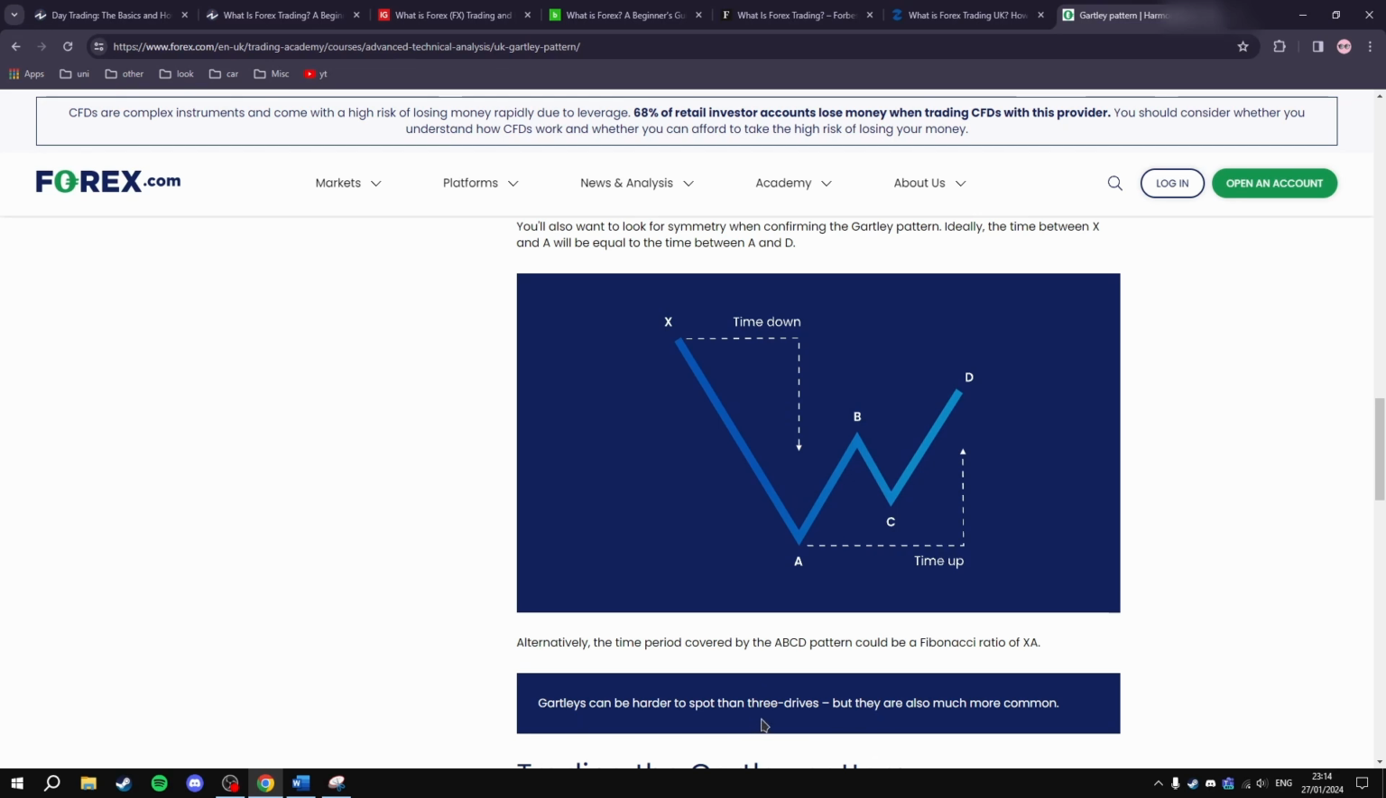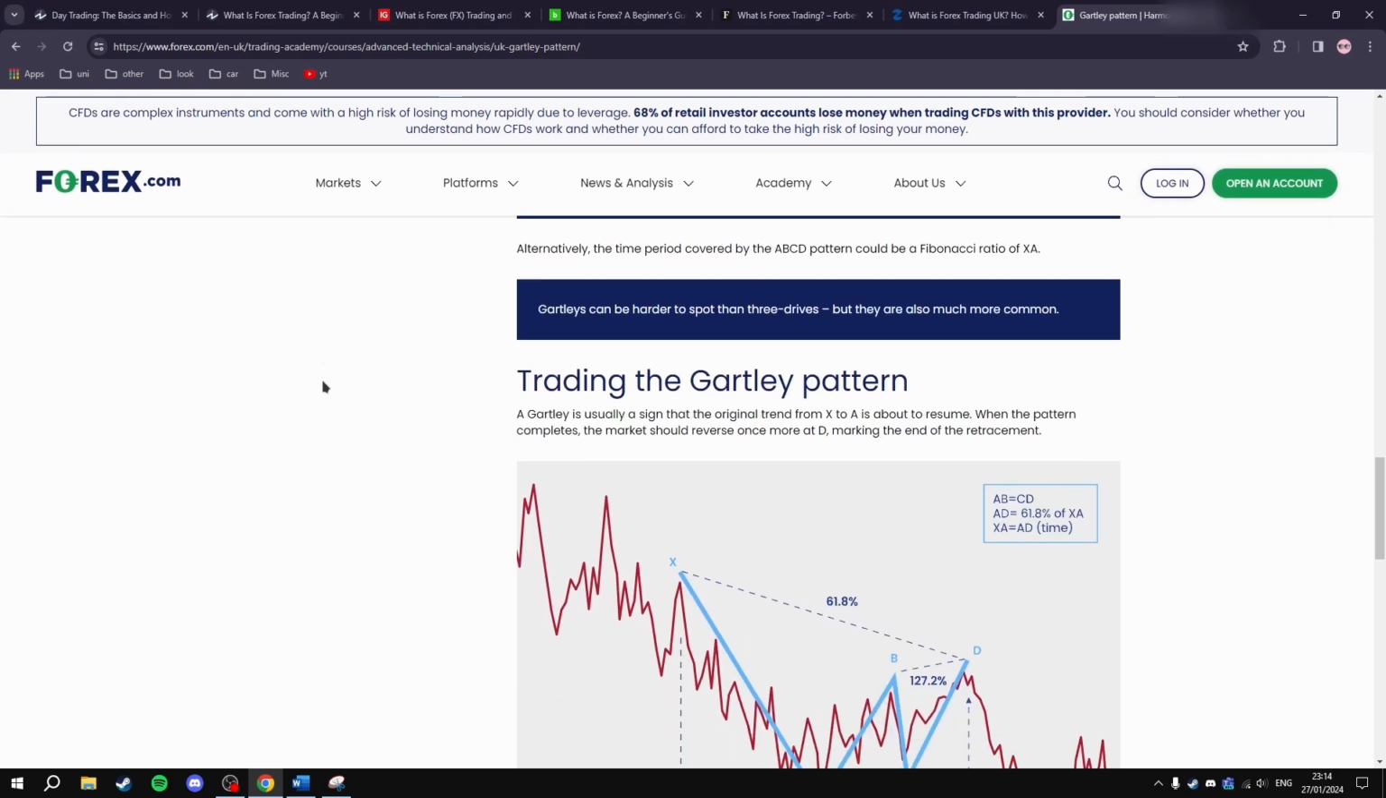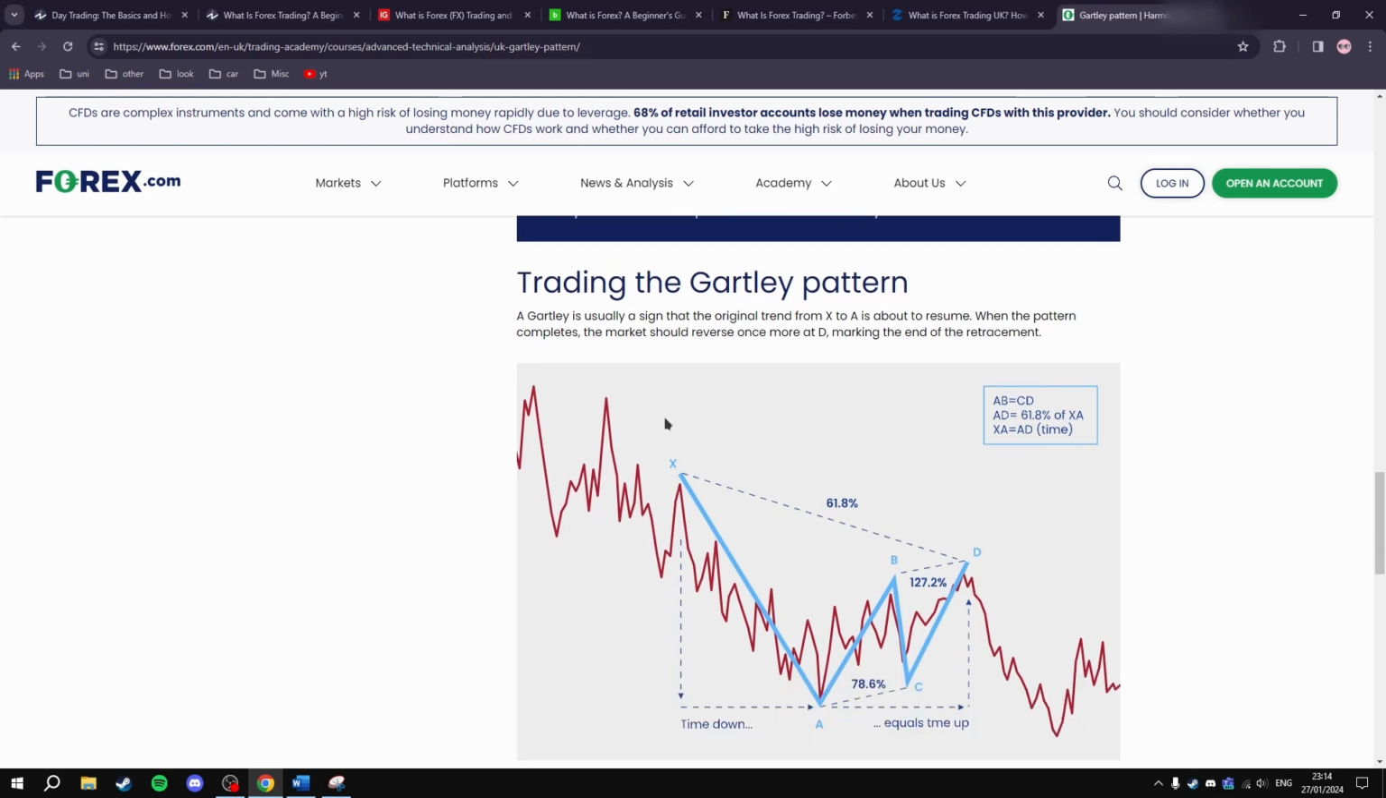Gartleys can be harder to spot than three drives, but they are also much more common. Right, okay. Trading the Gartley pattern. A Gartley is usually a sign that the original trend from X to A is about to resume. When the pattern completes, the market should reverse once more at D, marking the end of the retracement.